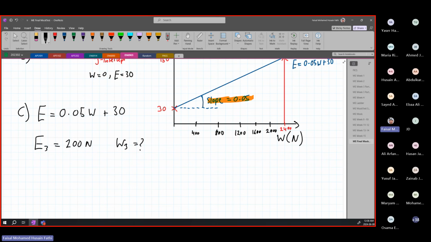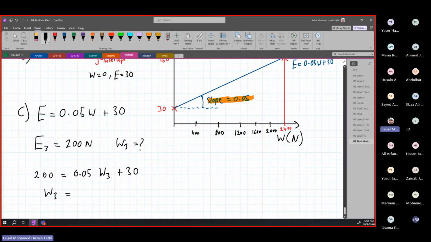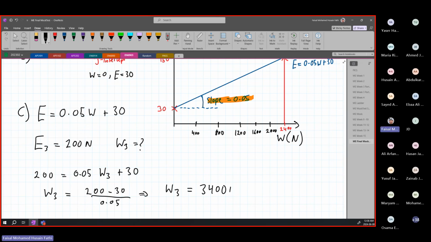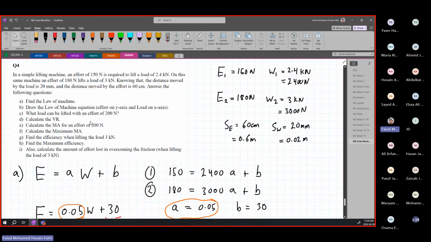You're just going to plug it into the equation. So it's going to be 200 is equal to 0.05 times W3 plus 30, and then solve for W3. You're going to get 200 minus 30 over 0.05, which means W3 is equal to 3,400 newtons. All right, that's basically it. That's how you would solve for such a question.